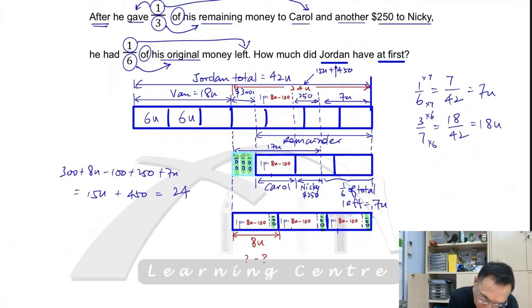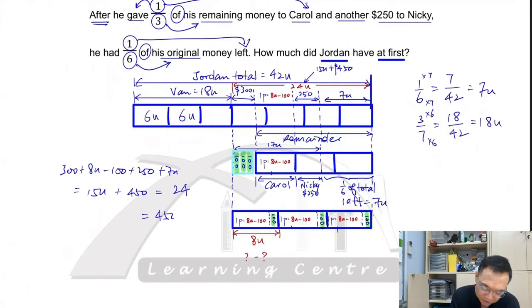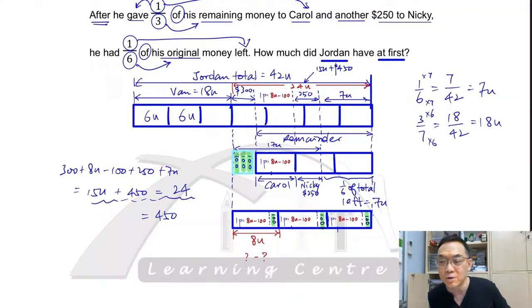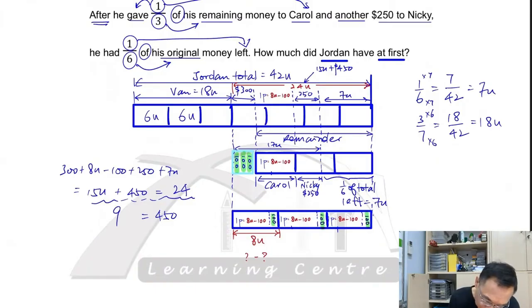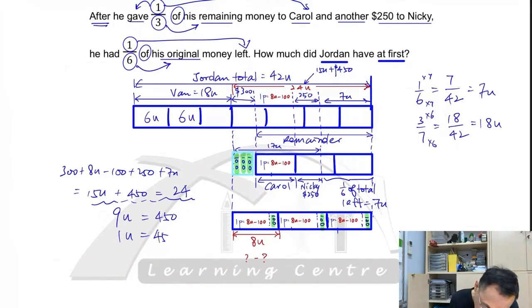So children, can you tell me how many units is 450? If this is true, how much is 450 in units? How many units? Come on. Okay, many of you got it right now. Yes, fantastic. This is 9 units. So how much is 1 unit? We're almost there already. We almost answered the question already. How much is 1 unit? Yes, very good. So 1 unit is 450 divided by 9, which equals 50.